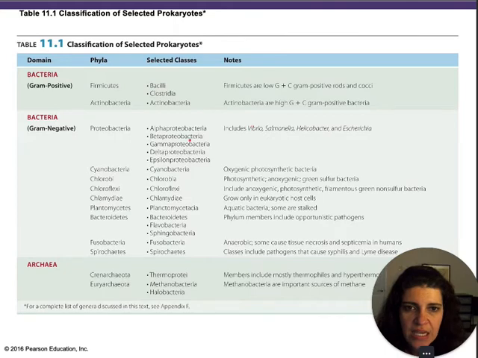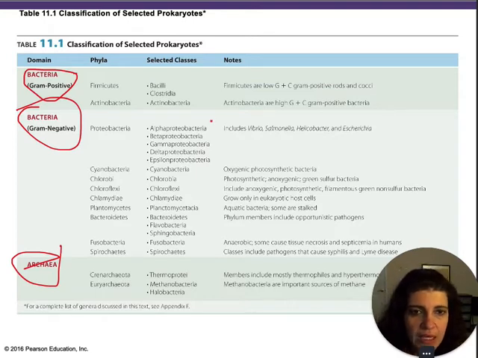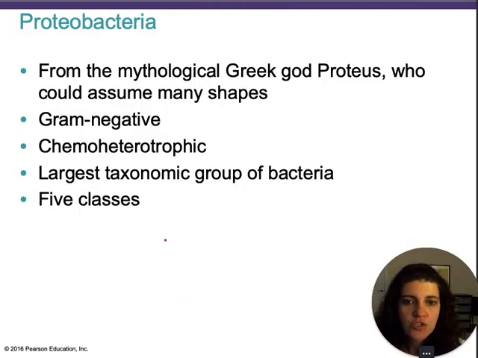The book has a table that shows the classification of bacteria into gram-positive, into gram-negative, and into archaea, which is not bacteria, right? Prokaryotes in general. And here it shows some classes and some features and some phyla. I'm just moving forward from this table because we're going to talk about them one by one, okay? So the Proteobacteria is a very, very big group composed of 5 classes. They're all gram-negative and they're all chemoheterotrophic, okay?